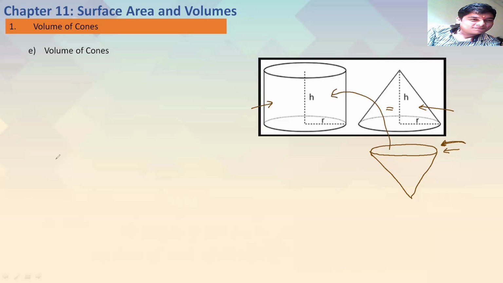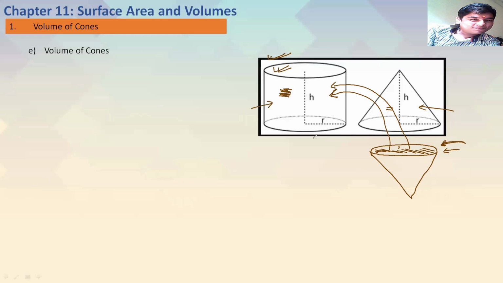What are you doing, boy? From that, we are transferring it to the cylindrical container. You know what? The cylindrical container will be filled completely in three goes. You'll fill the conical container and put it into this. In three times, this cylindrical container will be filled. Are you getting the picture, the concept?